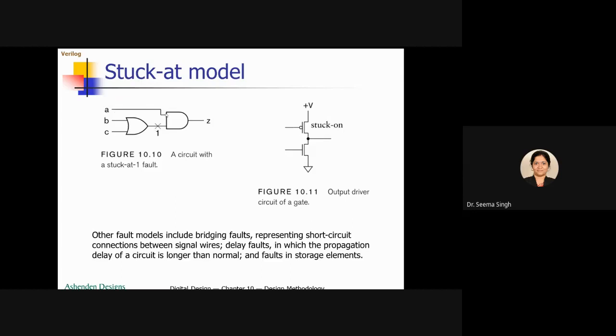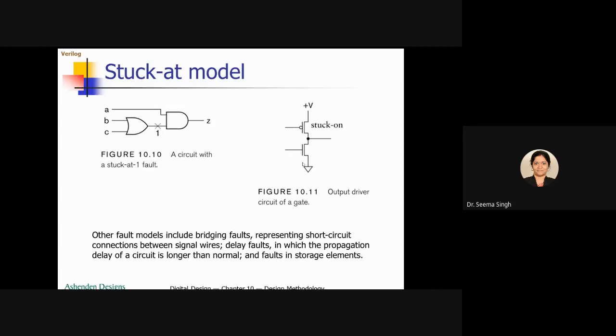If A becomes 0 and the output comes as 0, then also it is not able to detect the fault. But if your A is 1 here, and by default this is stuck at 1, and B and C either or both are 0, then only it will be able to detect the fault. So this is an example of a stuck-at-1 fault.